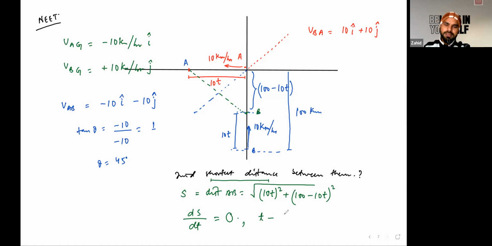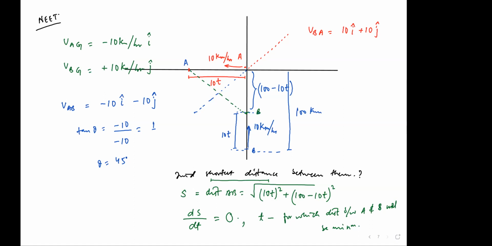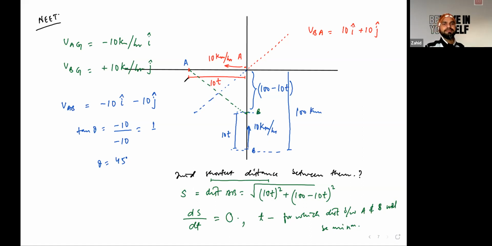And then put the value of t in the above equation, and you will get the shortest distance between A and B. Ifra, is it clear? Yes, sir. Just try to solve this third part. Okay, sir.